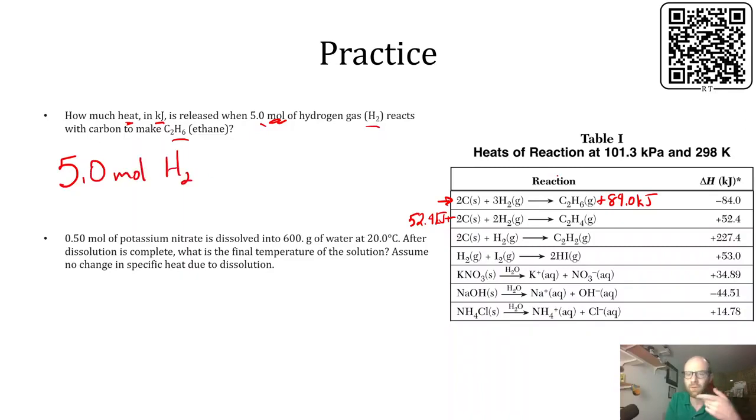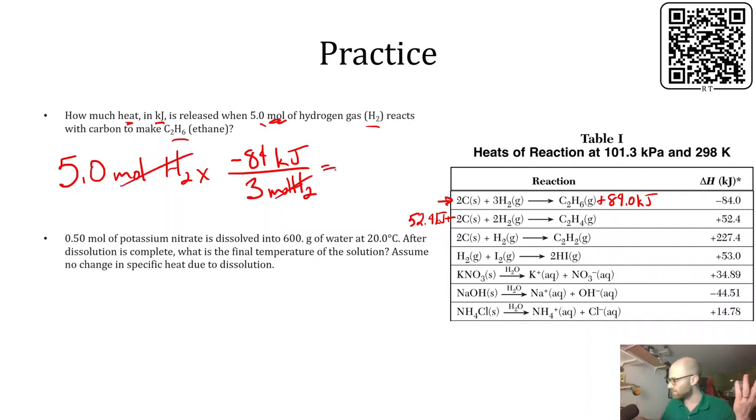And then we just have to go back to the equation. I see I'm going to do that and that. We're going to put moles of hydrogen on the bottom, kilojoules on the top. Just going to copy down the numbers from the equation. We've got a negative 84 kilojoules, and there's a 3 on the bottom. And then we just do our math. The moles will cancel. We'll multiply out. Negative 142 kilojoules, right, when we do our rounding.